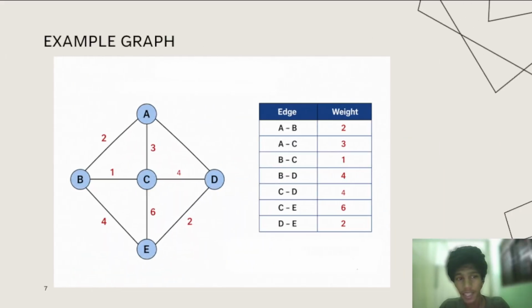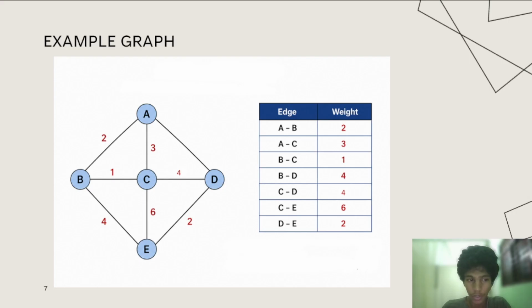For a better understanding of Prim's algorithm, let's examine a sample graph. The graph contains five vertices labeled A, B, C, D, and E. The edges connecting these vertices have different weights. For example, the edge between A and B has a weight of 2, while the edge between B and C has a weight of 1.